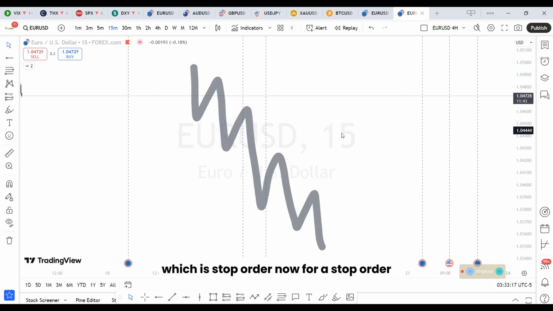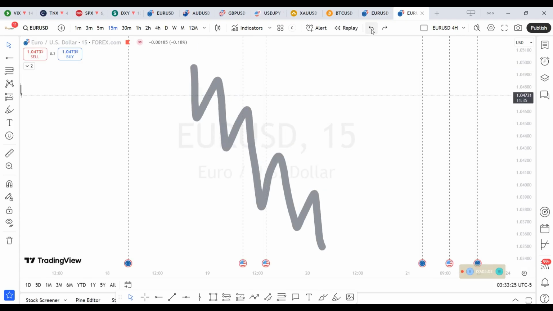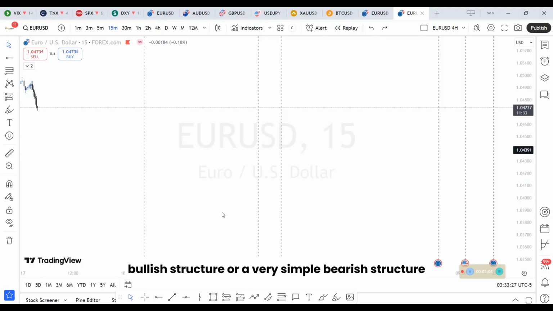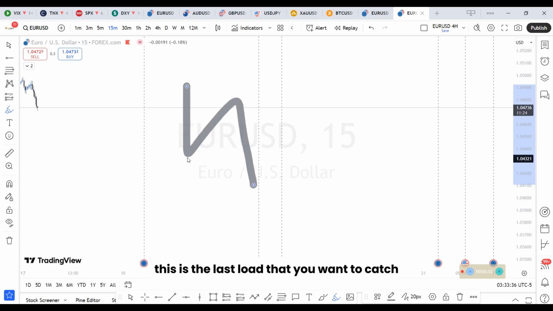Now, for a stop order, we want to see the market, and let's assume we are in a very simple bullish structure or a very simple bearish structure. Now, this is a very simple bearish structure. You understand what I mean by this? This is the last low that you want to catch.